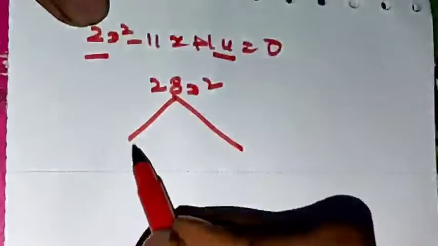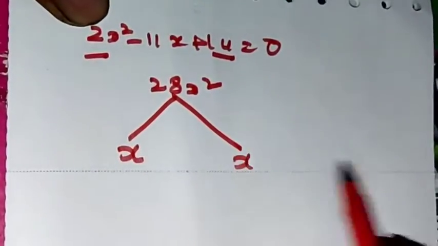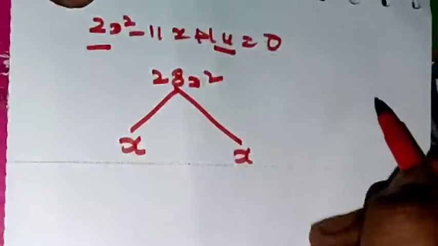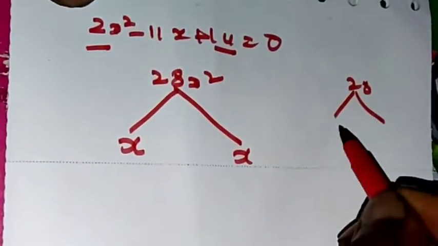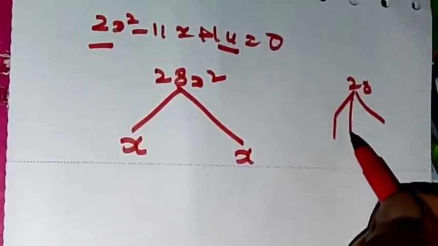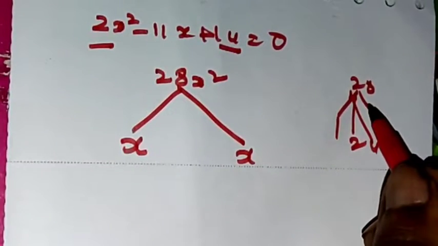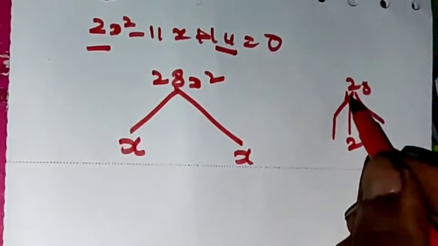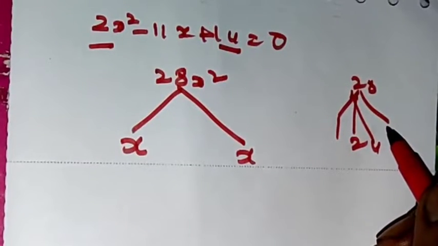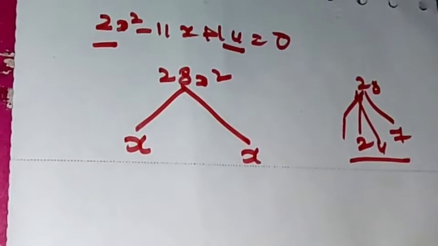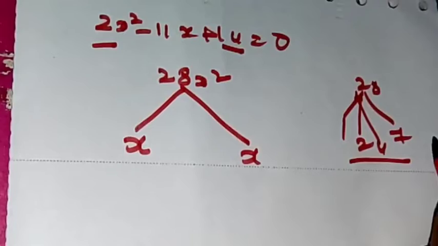Okay, then next step is what? We can write down here 1x, here another x. Okay, what are the factors of 28? 1 divides 28, and 2 also divides 28, and 3 does not divide 28, 4 divides 28, and 5 does not divide, 6 does not divide 28, and 7 divides 28.